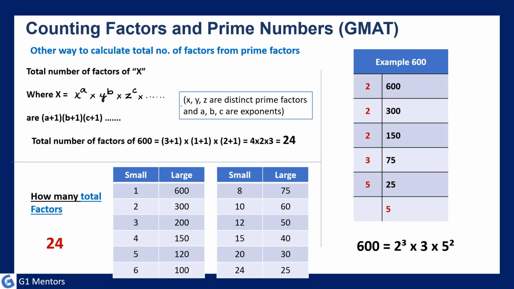So to summarize, the total number of factors of x, where x is equal to x raised to power a, y raised to power b, z raised to power c and so on, where x, y, z are distinct prime factors and a, b, c are exponents of those prime factors, is (a plus 1) into (b plus 1) into (c plus 1) and so on.